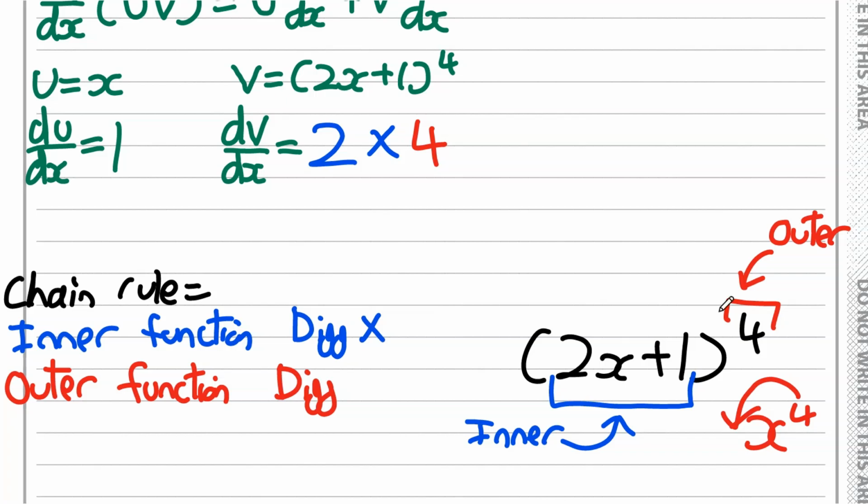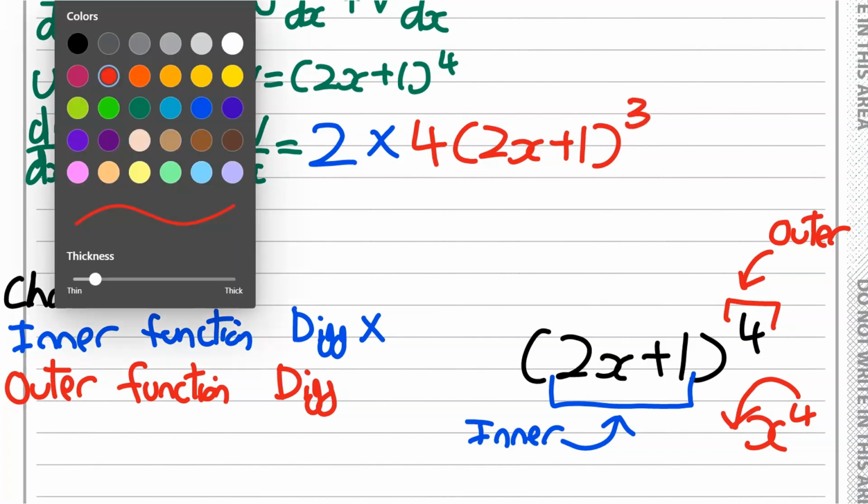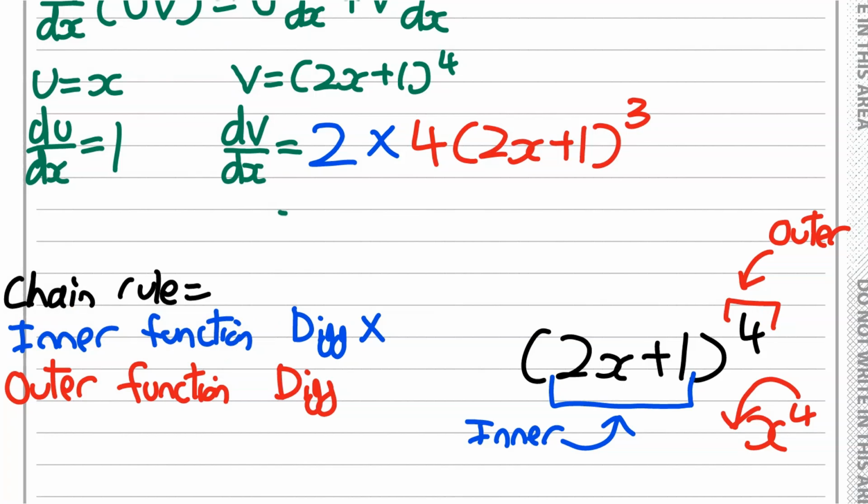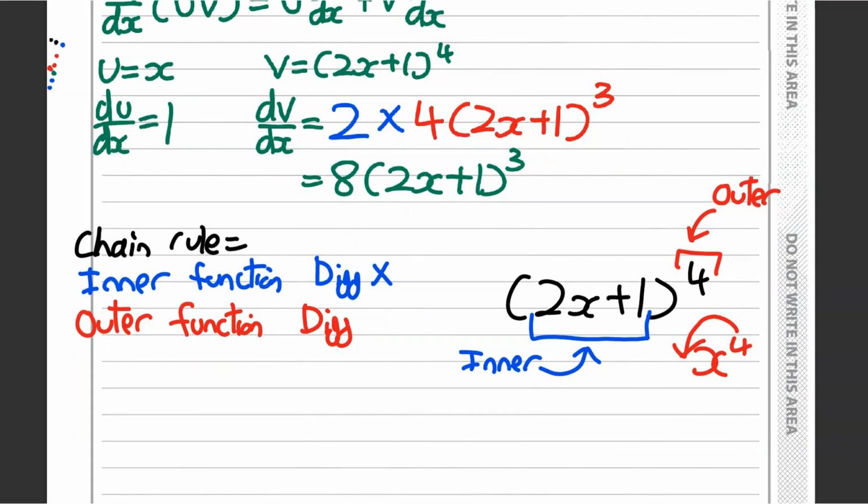Now when we differentiate the outer function, we don't touch the inner function, we just keep this as 2x plus 1 like this here, and then if we're differentiating a power of 4, it's going to go down to a power of 3 like this here, and then we can simplify this because we have 2 times 4, which is 8, so it's going to be 8(2x plus 1) to the power of 3. So this is dv over dx.